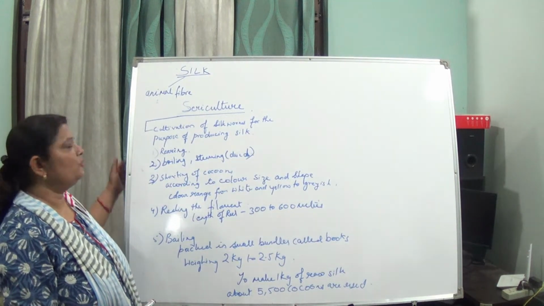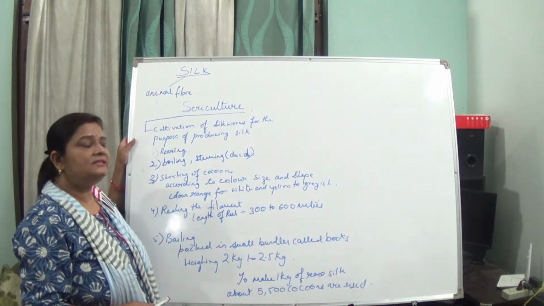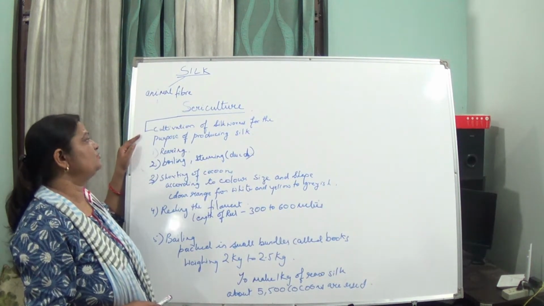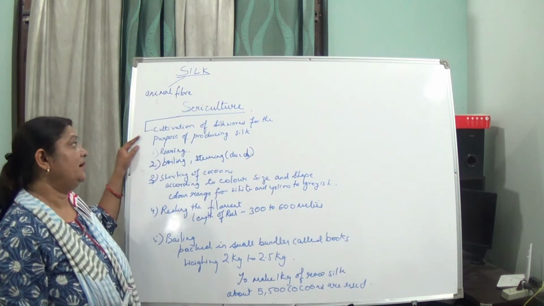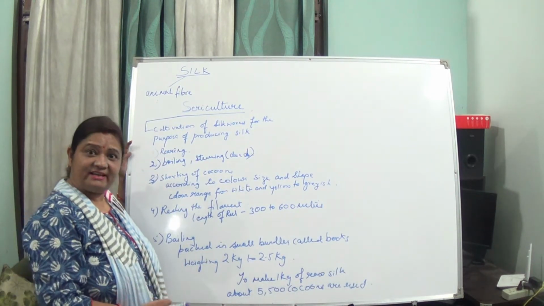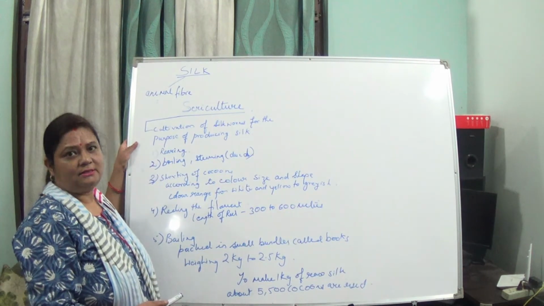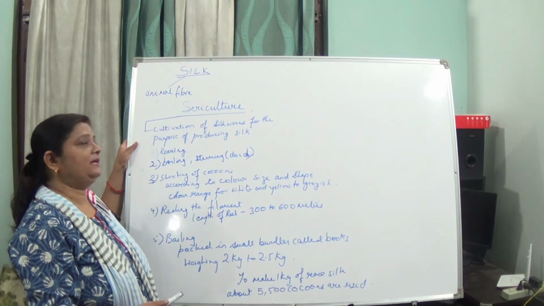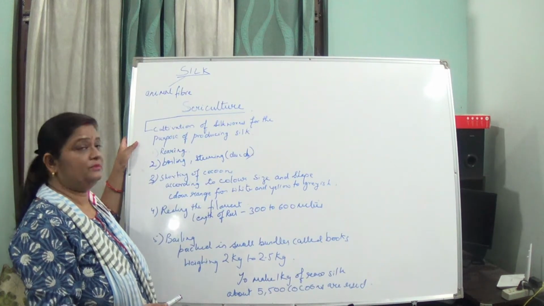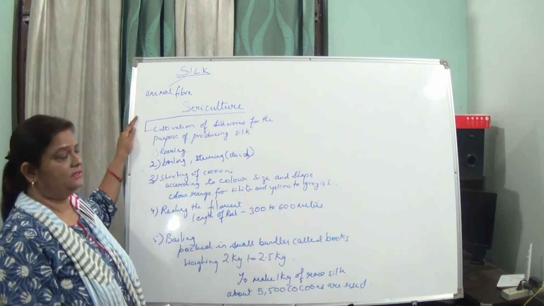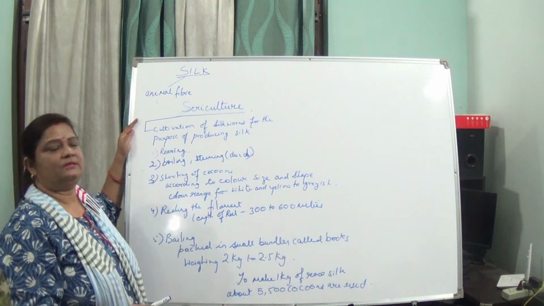Now we are studying what? Sericulture. Sericulture is the cultivation of silkworms for the purpose of silk. It means we need silk, so we will culture these silkworms, and that culturing or cultivation of silkworms is known as sericulture. So how is it being done?